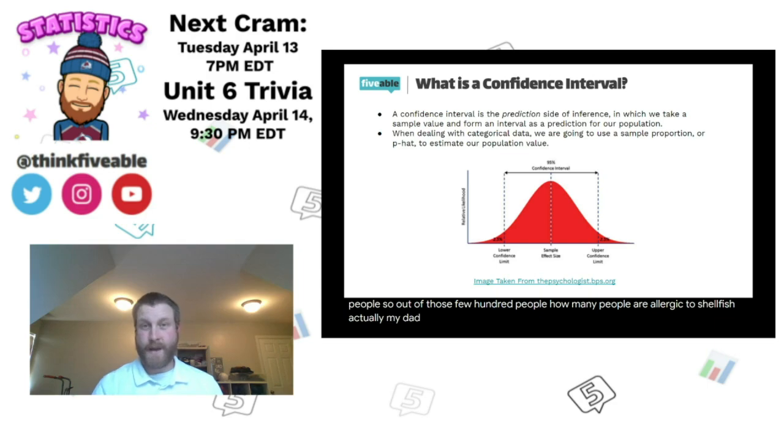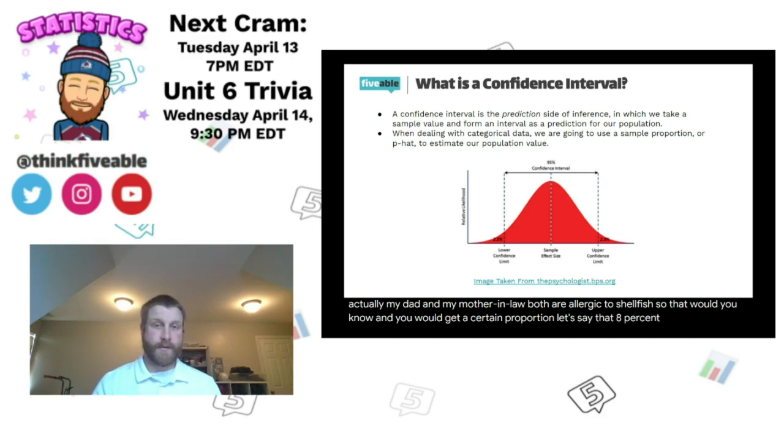So out of those few hundred people, how many people are allergic to shellfish? Actually, my dad and my mother-in-law both are allergic to shellfish. So you would get a certain proportion. Let's say that 8% of our sample is allergic to shellfish.